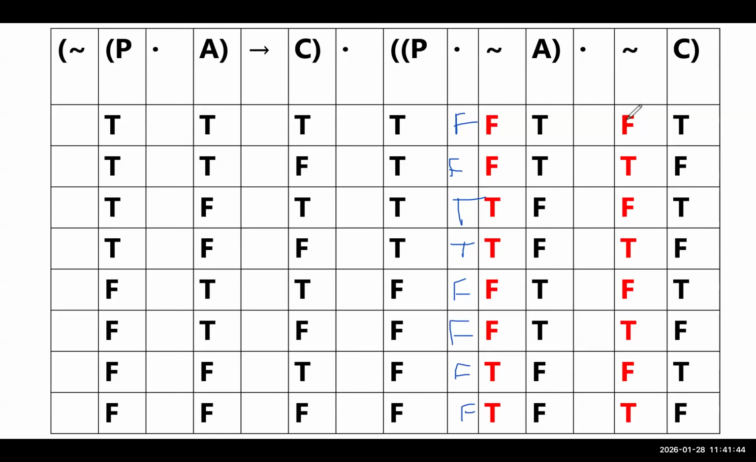And then we've got our and here. Okay, so we got false and false is false. False and true is false. True and false is false. True and true is true. Sorry, false and true and false and false. And false and true is all false. Okay, now we're going to do our inmost here, P and A. So we get true on the top, and then the rest all the way down are going to be false.